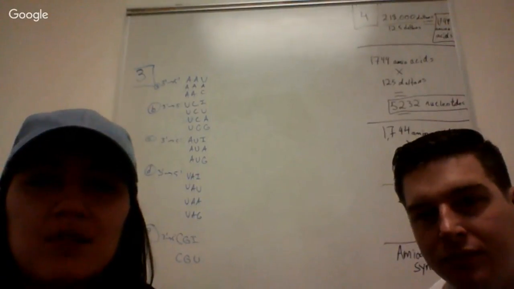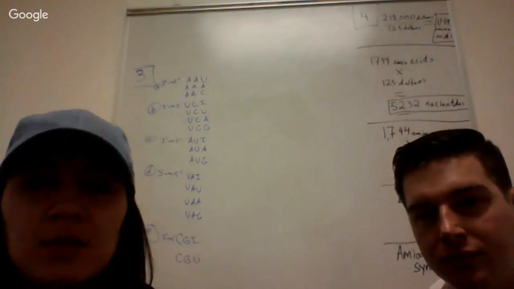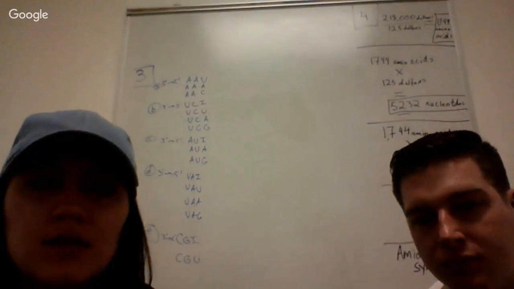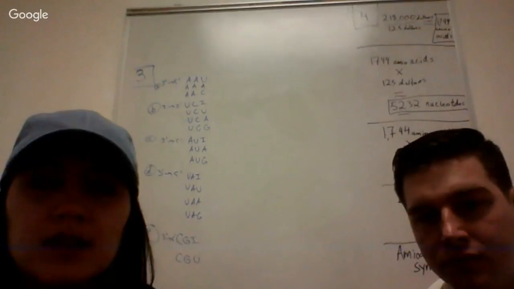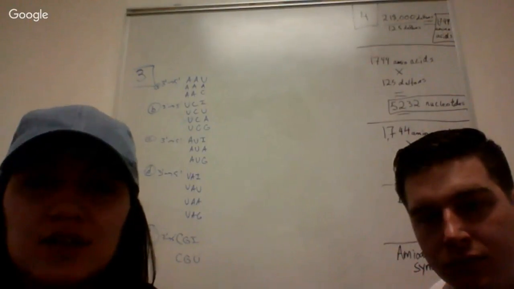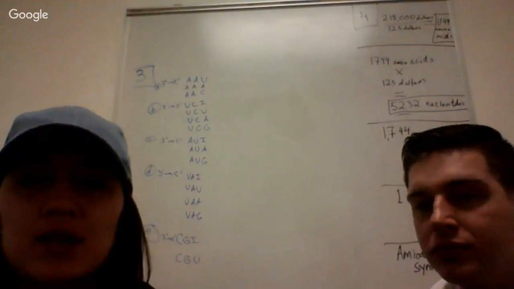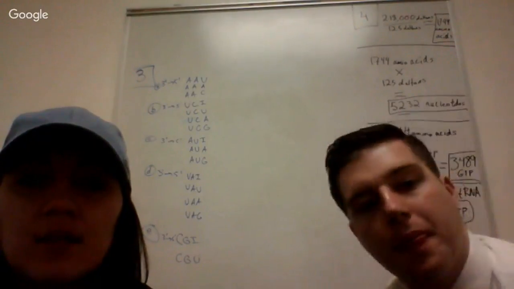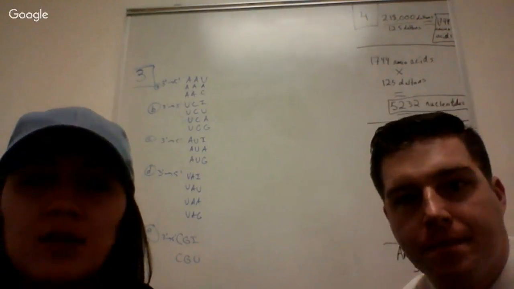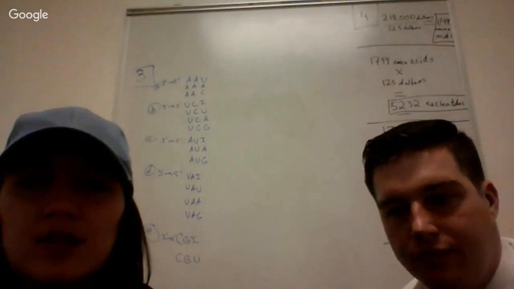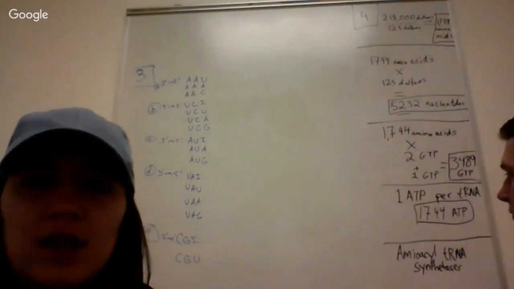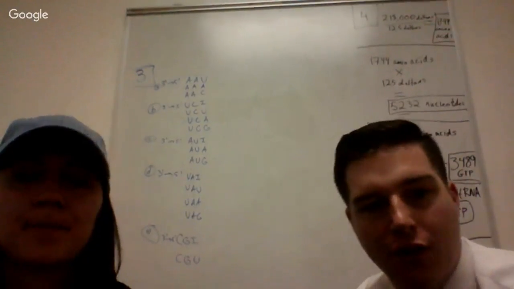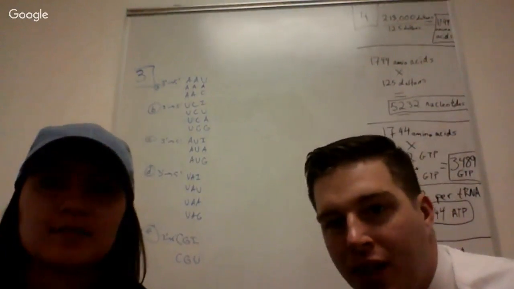Part C, indicate one molecule that functions as a ribozyme. The 23S RNA functions as a ribozyme. Part D, it says indicate 2 proteins that recognize stop codons, and it will be RF2 and RF1. And then part E says indicate one molecule that forms hydrogen bonds with the Shine-Dalgarno sequence, and it will be the 16S RNA.